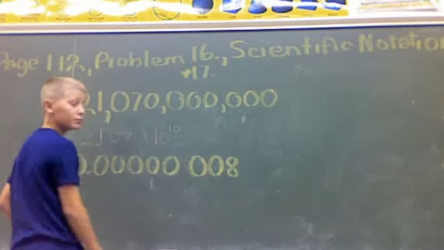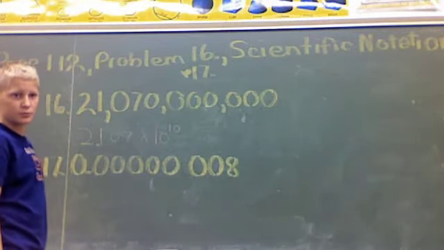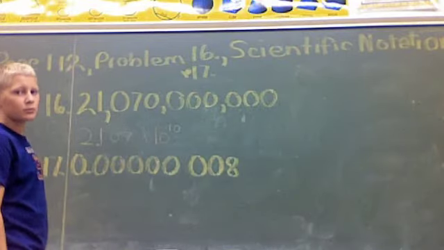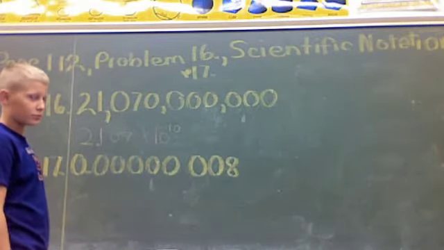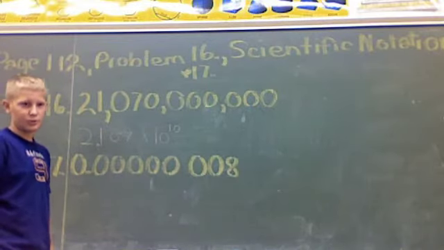Okay, so the three rules are: decimal point after the first non-zero digit, times 10 is your second rule, and your third is to count how many places it had to move the decimal to get there, and that was a 10. Thank you, Jaden.